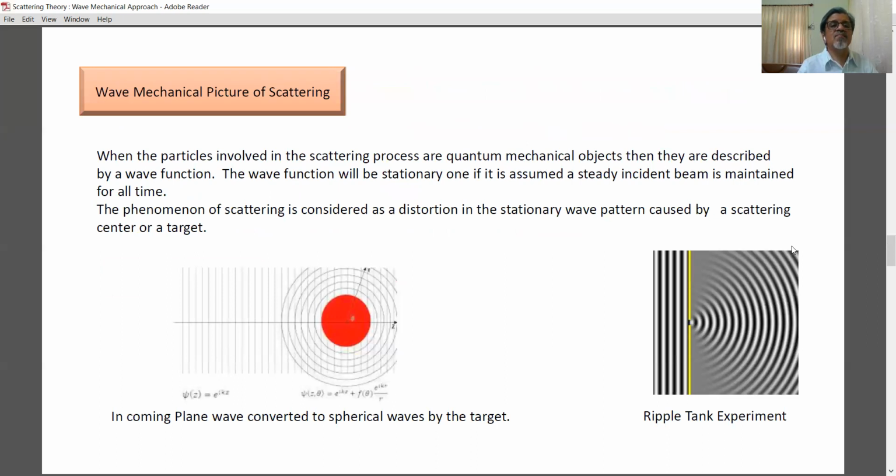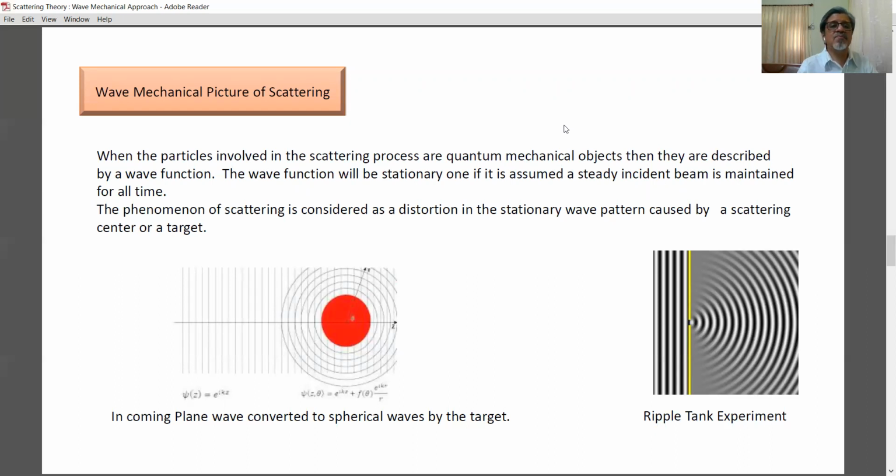We consider the number of particles incident, the number of particles scattered, and we detect the number of particles scattered in a solid angle d omega. Now they are using a wave mechanical approach. In this wave mechanical approach, instead of the number of particles, we are considering the wave. Then the particles involved in the scattering process are quantum mechanical objects.